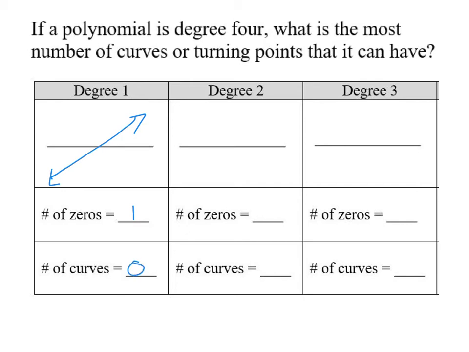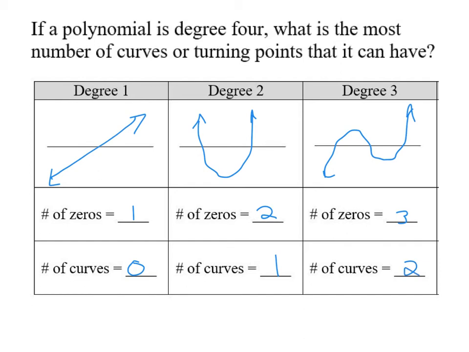Whereas if we have degree 2, we could have 2 zeros, right? To get 2 zeros, we're just going to have 1 curve, right? Degree 3, we can have 3 zeros, and in order to get 3 zeros, you can see we have 2 turning points, right? This is what they're talking about with a turning point right there, where it turns back down and then curves back up. So that would be a 2.